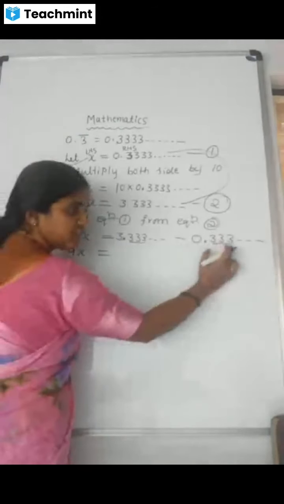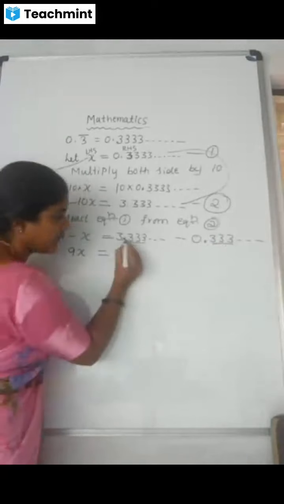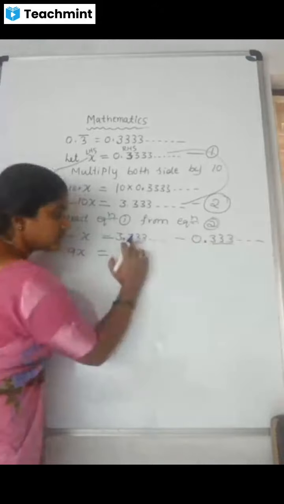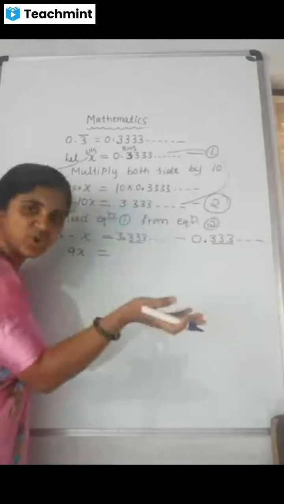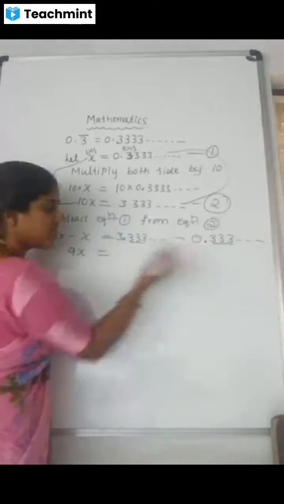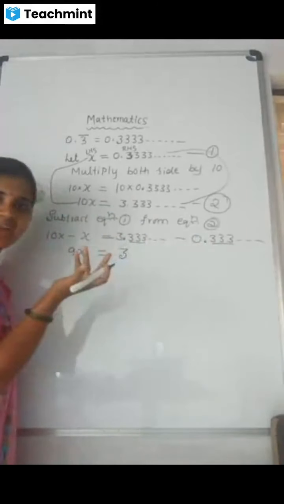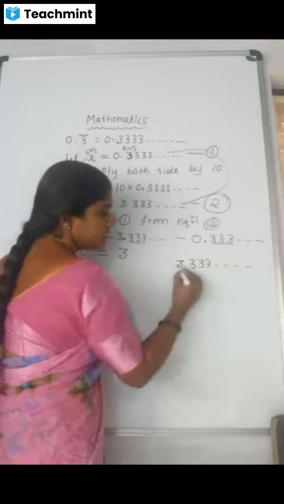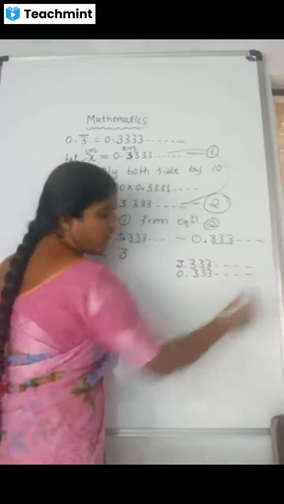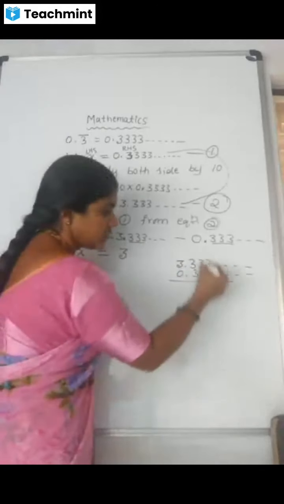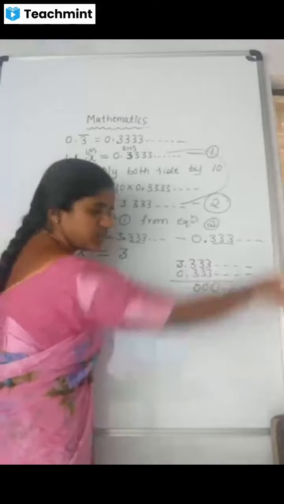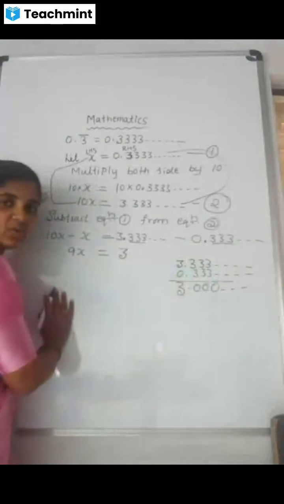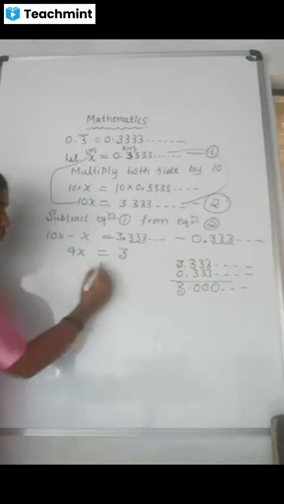It is very easy to subtract. Look, after the decimal there is 3333 on this side, and 3333 on that side too. So 3 minus 3, you will get 0 on that side, and 3 minus 0 is 3. You can directly write the answer 3. The 3 minus 3 is 0, and it continues up to infinity, so only 3 you will get. 9x is equal to 3 you got.